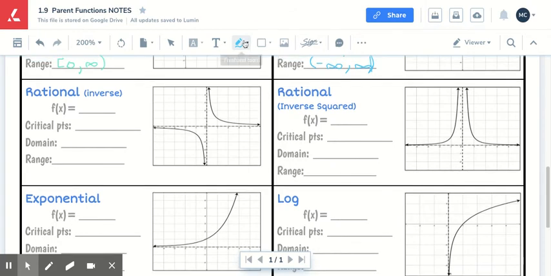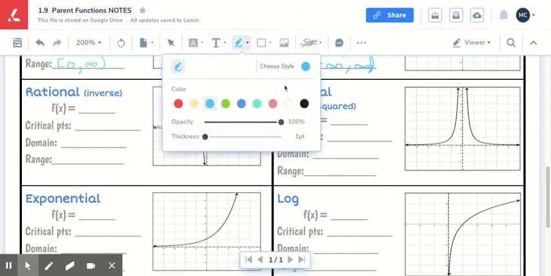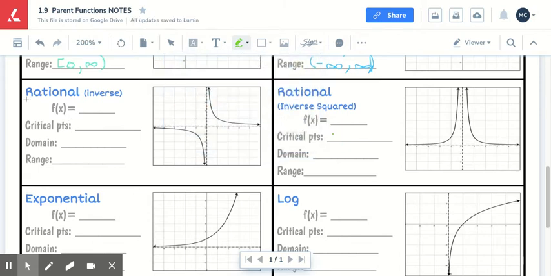Alrighty, our next parent function is called rational. The rational parent function, the first 5 letters of that word spell out the word ratio. And that kind of tells you a little bit about the equation for this one. The equation on this one is f of x equals 1 over x. So it is a ratio of 1 to x.